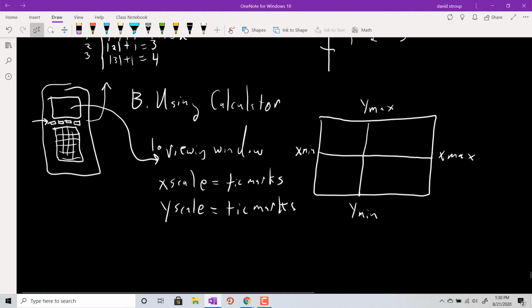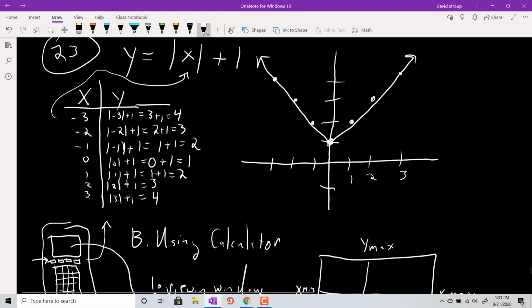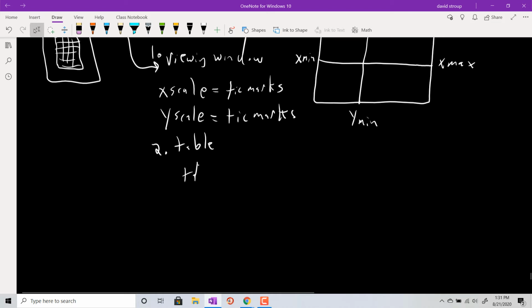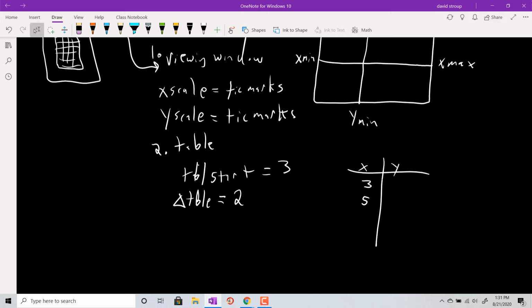I guess that's the first thing, and then there's also the table. So you should have a little table button in there, and what the table does is create this thing that we created back here, this T-table looking thing. Again, you should be able to adjust where you start, where you end. So there'll be a table start. All these calculators are different, so I'm not sure. There might be a change in table, which tells you how you want to go. If it was by 2s and your table start was 3, then when you go to your table, you're going to see your X values go 3, 5, 7, 9. So the change in table is telling you the difference between 2 consecutive values. 5 minus 3 is 2, so the change in table is 2.